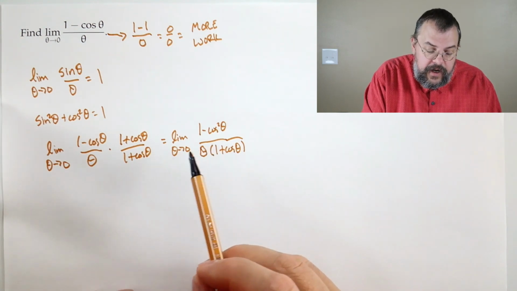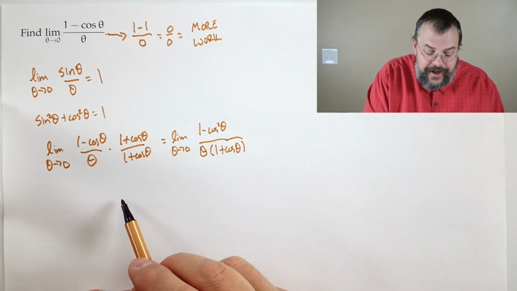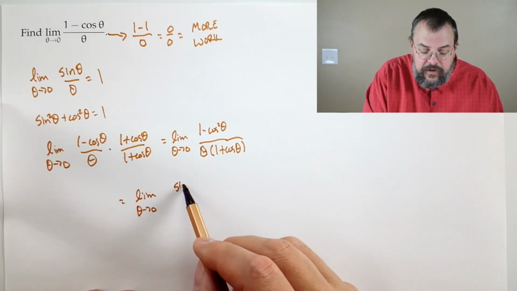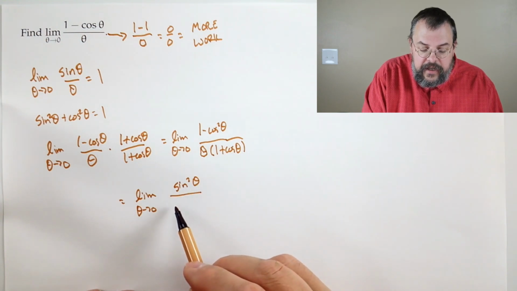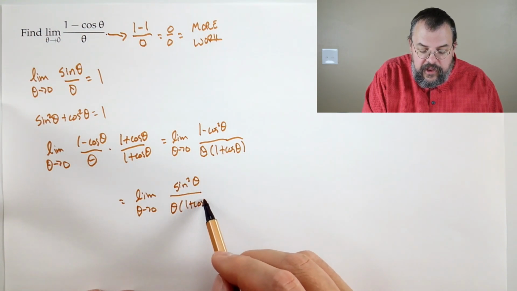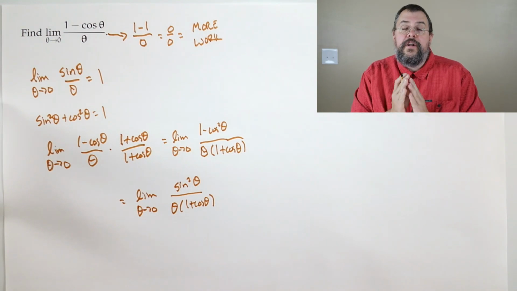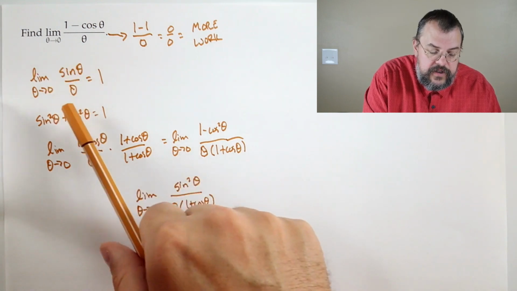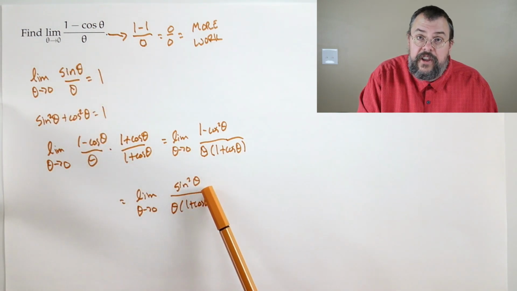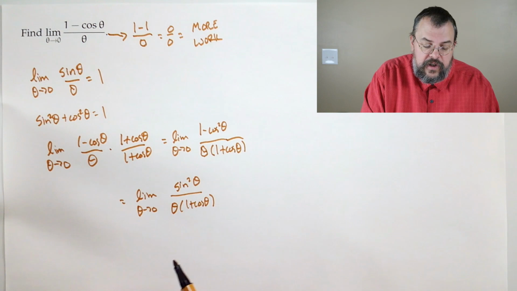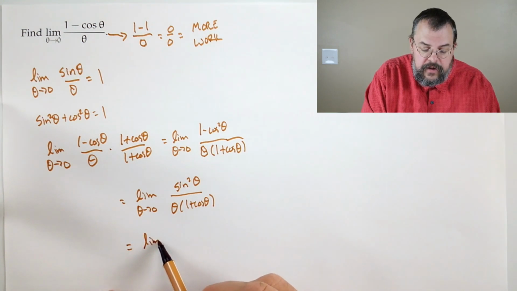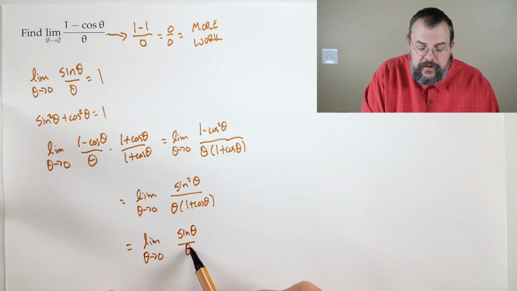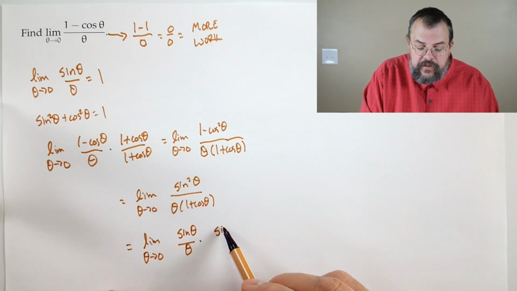1 minus cosine squared is sine squared. All right, so this is the limit as theta goes to 0 of sine squared of theta divided by theta times 1 plus cosine theta. Now, what we're going to do is break things up. I know something about sine theta over theta, and I now see a sine theta upstairs and a theta downstairs. So we're going to write this as the limit as theta goes to 0 of sine theta over theta, and everything else.